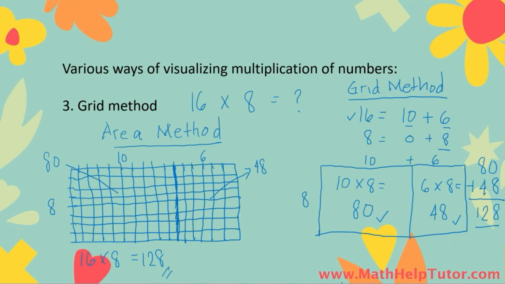So with the grid method, you can see that there is no need for us to draw squares and count each square individually, because we can accurately find out the area of each region by just simply multiplying the length of the different rectangles formed during the decomposition of the numbers that we are multiplying.